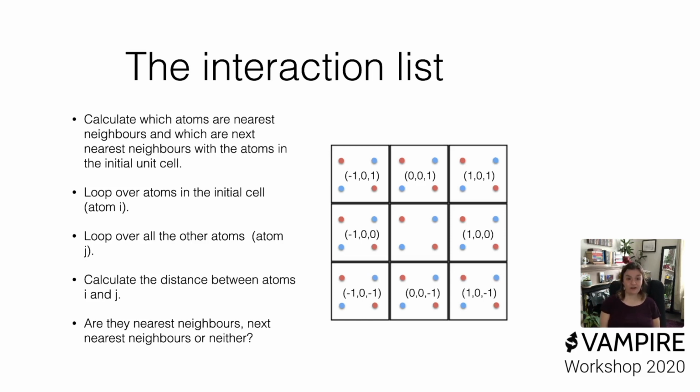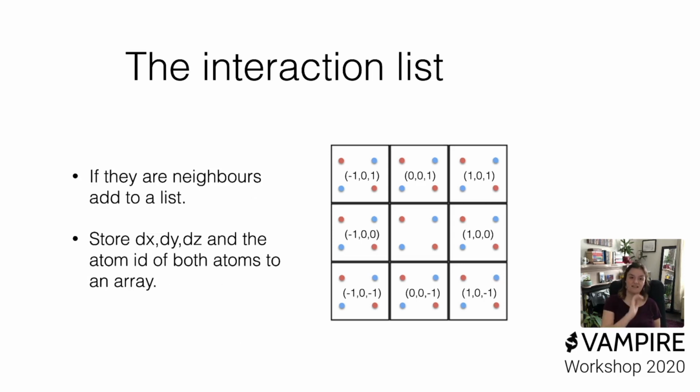So the program is quite simple. What it's going to do is loop over all atoms in the initial unit cell, and then loop over all other atoms in all the other unit cells, calculate the distance between the atoms, and see if they are nearest neighbours or next nearest neighbours or neither. And if they are nearest neighbours or next nearest neighbours, add them to the list.